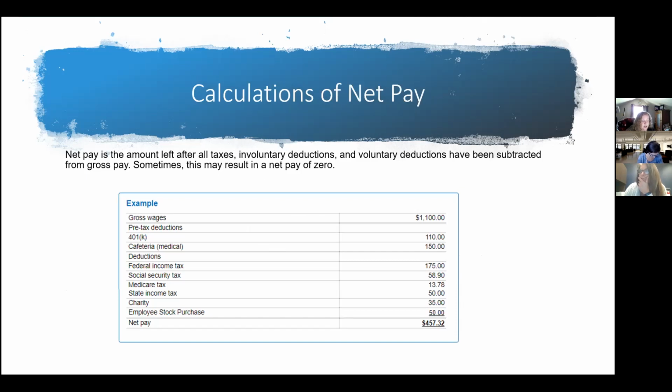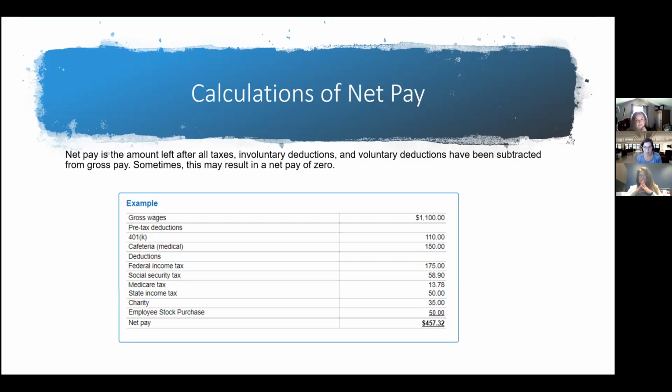Calculations of net pay. We already talked about it a little bit, but the difference between net pay and disposable earnings is net pay is what's left over after you take all deductions, versus disposable earnings is what is left over after you take only deductions required by law. So which one's going to be higher? Most likely disposable earnings is going to be higher than net pay.